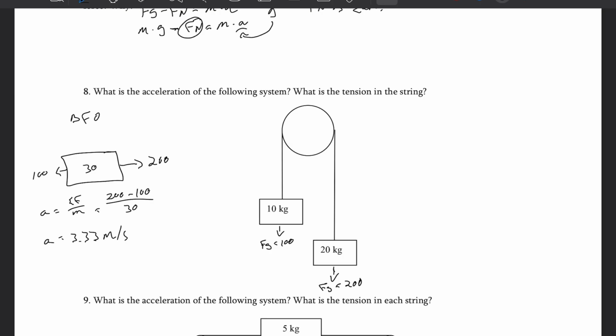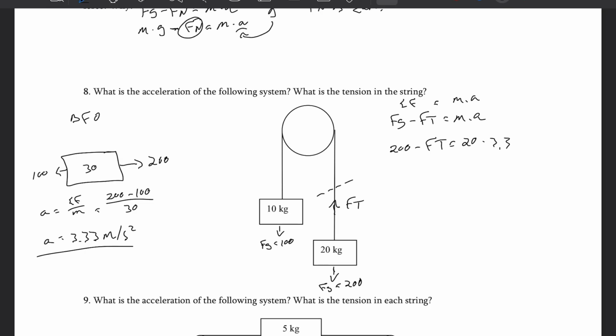Now that we have the acceleration, we can symbolically cut the rope. Don't actually cut the rope. If you cut the rope, the system's broken. We're going to symbolically cut through and look at just one side. Force tension is up, force gravity is down. We're looking at just the 20 kilogram object that has an acceleration of 3.33. Since it's accelerating down, we do Fg minus Ft for our summation of forces. 200 minus Ft is equal to 20 times a.